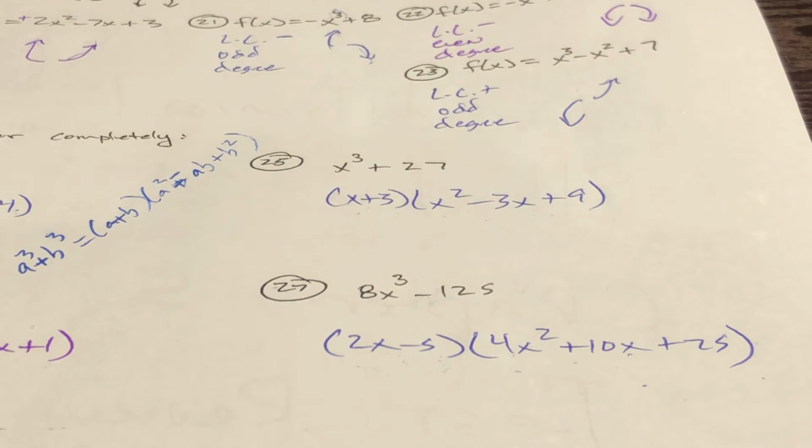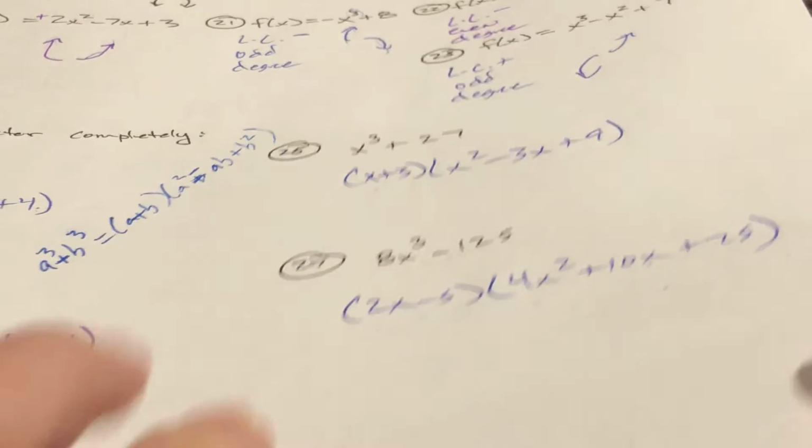So then 28, 29, you can practice those. I mean, that's basically everything we could see for these. All right?